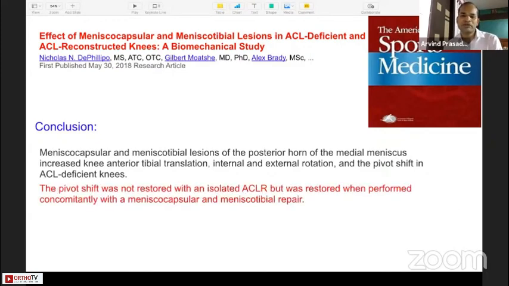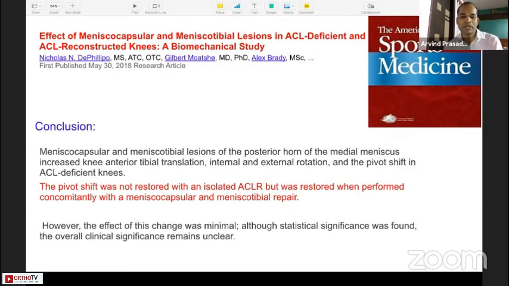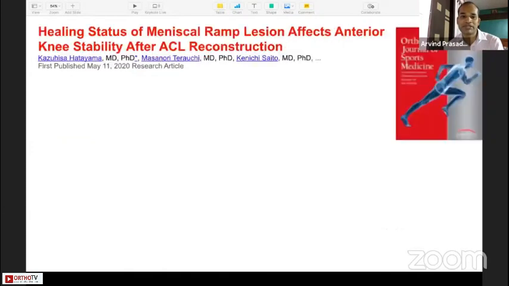And in those where the ramp was not repaired and only isolated ACL reconstruction was done, the pivot shift was still there. And in those who were repaired, the pivot shift was absent. However, this literature says the effect of this change was minimal; it was statistically significant, but the clinical significance remained unclear. It was a biomechanical study.